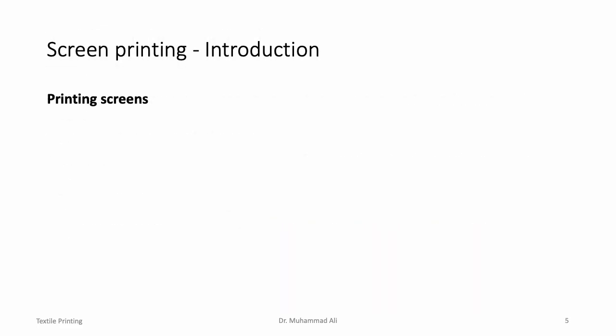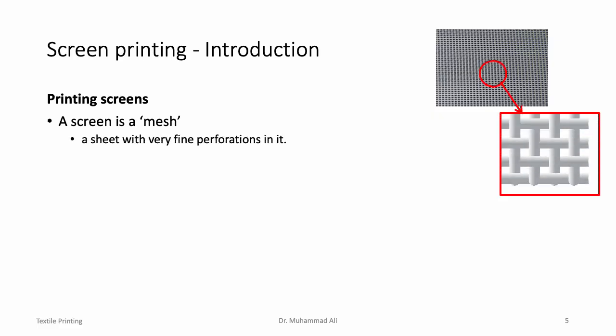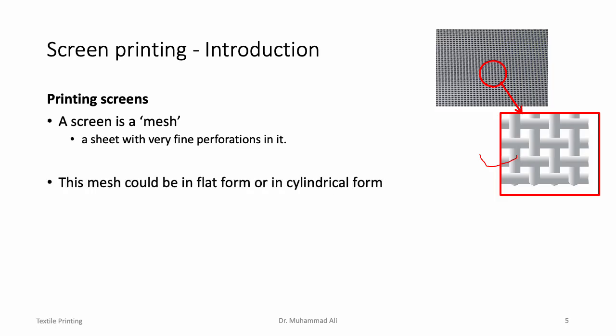So let's first talk about the printing screens, because these are very important. In fact, important enough that the printing process is named after the type of screen that is used. A printing screen essentially is a mesh, and a mesh refers to a sheet with perforations in it. A close-up view of this mesh would look something like this, as you can see in the image here. This mesh could be in flat form or in cylindrical form, as I briefly mentioned in the previous slide.